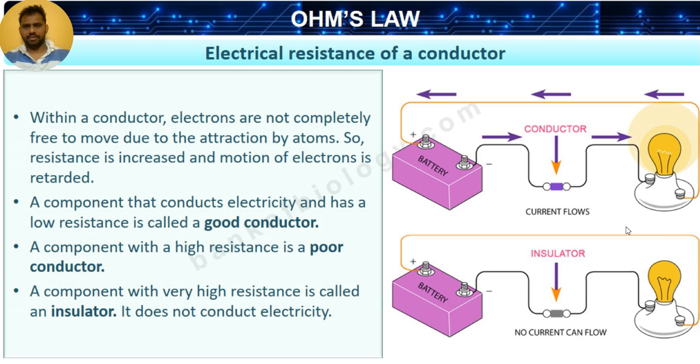Within a conductor, electrons are not completely free to move due to the attraction by atoms. So resistance is increased and motion of electrons is retarded. See, this is a conductor, this is a battery. Current flows from negative to positive terminal, the light glows. Okay. If we put an insulator, it will block the current flow, no current can flow.